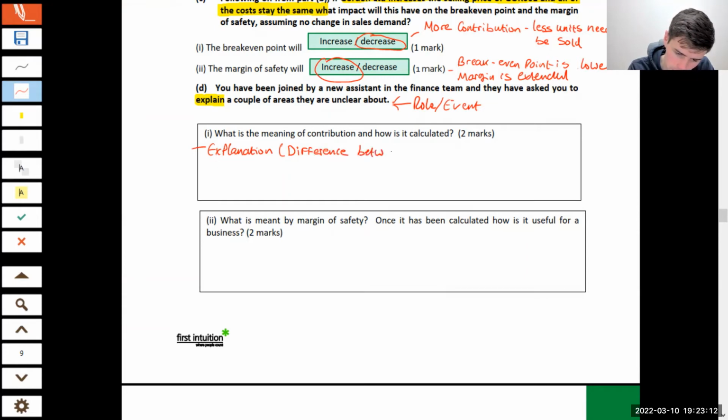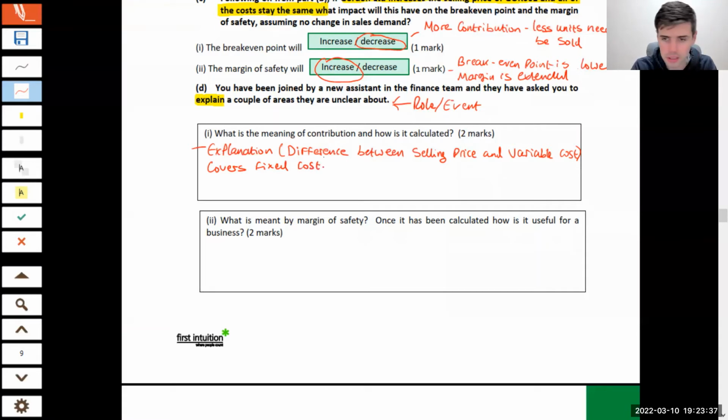Well, difference between our selling price and variable cost. And essentially, it covers our fixed costs, isn't it? So it covers fixed costs. Now, again, how you go about writing this will be unique to you, the individual. You might say that contribution, explain what it is. Contribution is used under marginal costing to cover fixed costs. This is calculated by showing the difference between the selling price and the variable cost. That's essentially all you need to do.